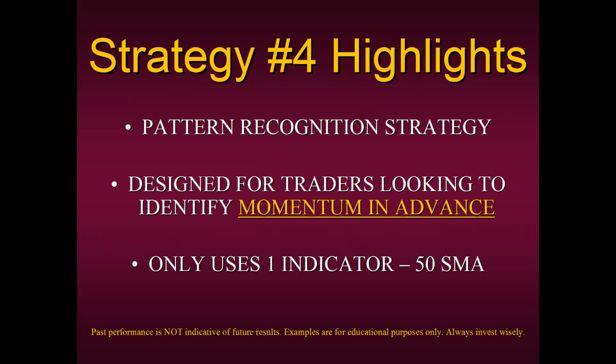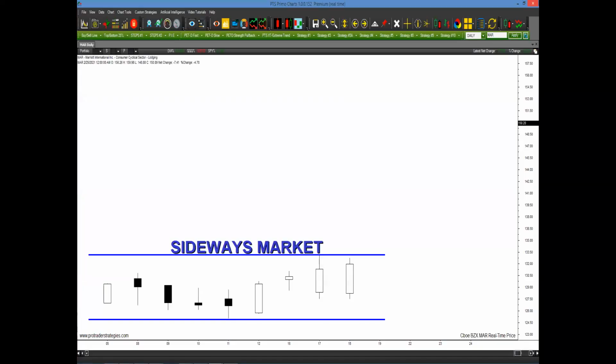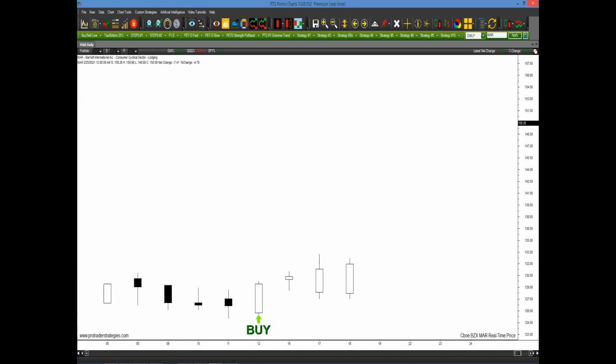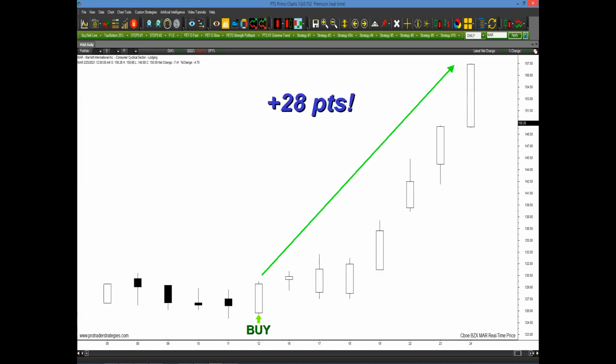So let's look at this older example here in MAR. All right, obviously this is a sideways market, right? Someone would say, well, Steve, there's no momentum here at all. Why would I be interested in this? I have to wait for it to break out one way or the other, right? Well, not necessarily, because as you see here, strategy 4 generated a buy signal right within the middle of that sideways market. And then look what happened. So you would have known to get in prior to the momentum actually kicking in.